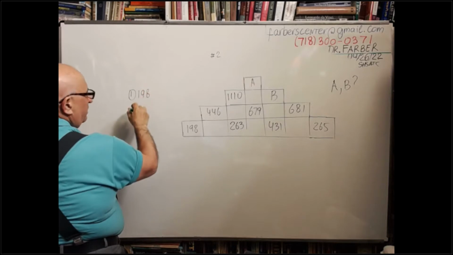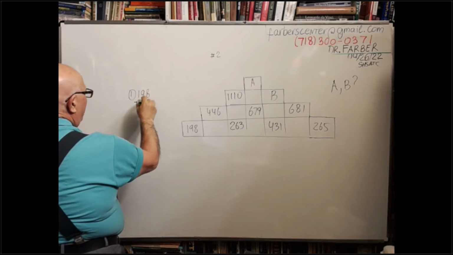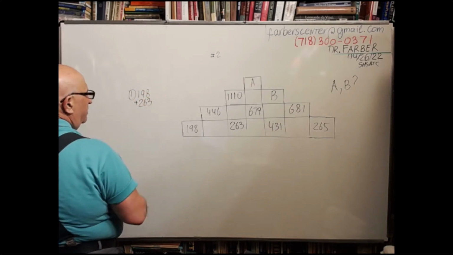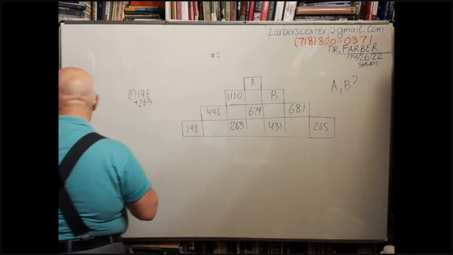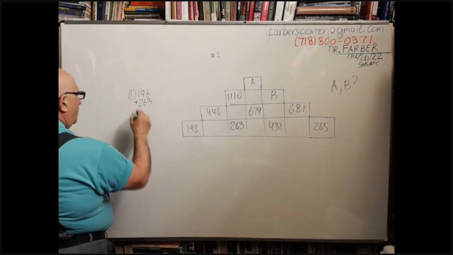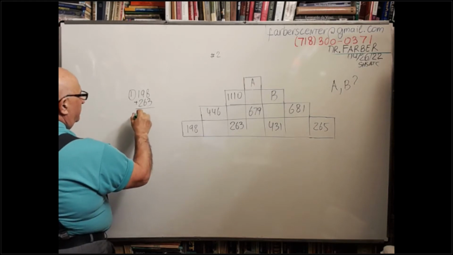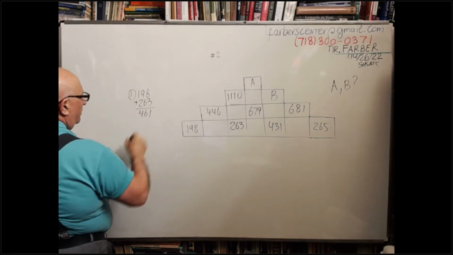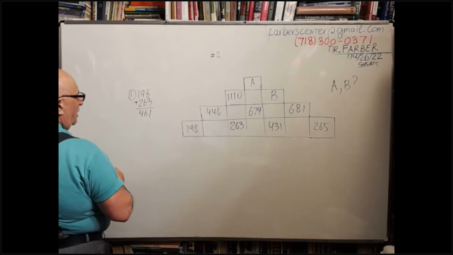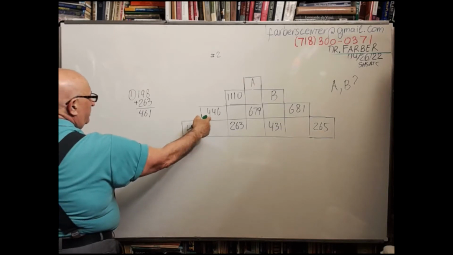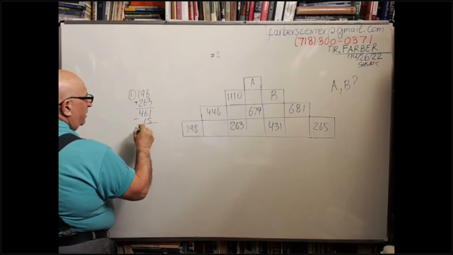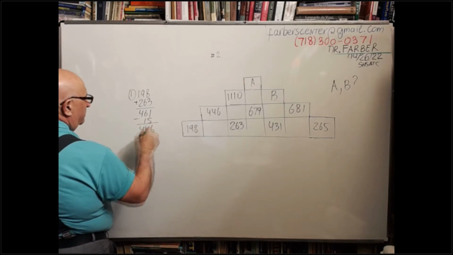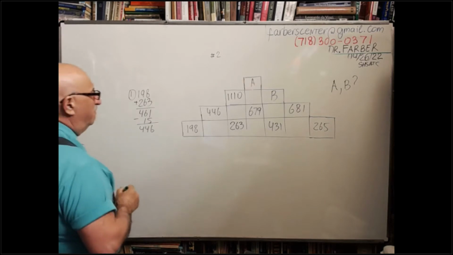198 plus 263. And after addition, I will get 461. How to get this one? If I subtract 15, I'll get 446. Where did you get 15 from?